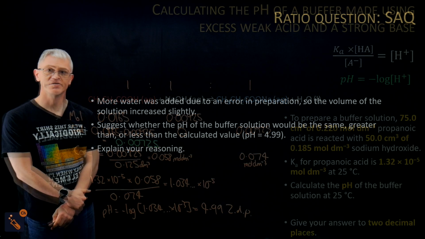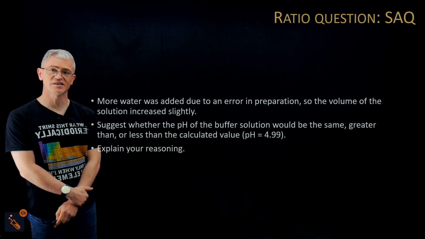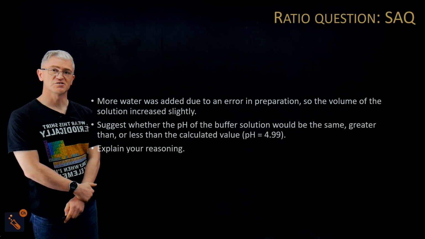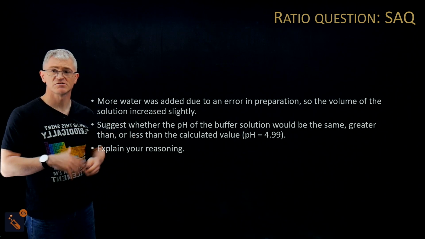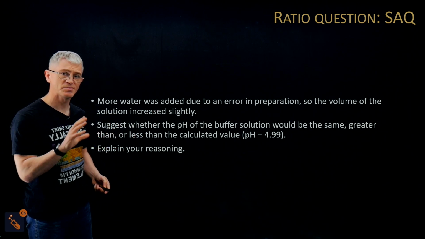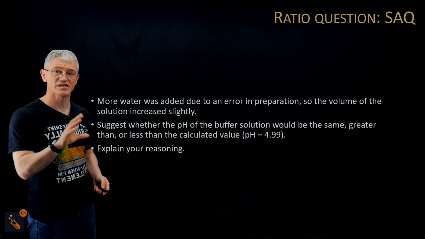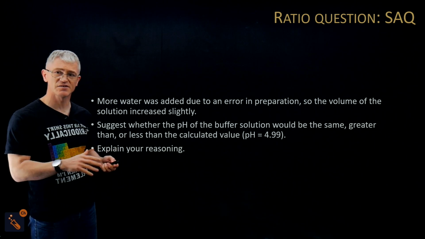Hope you enjoyed. Okay, so this question is really about understanding the essence of the Ka equation. More water was added due to an error, so you made a mistake. Suggest whether the pH of the buffer solution will be the same, greater or less than. And you need to give your reason.